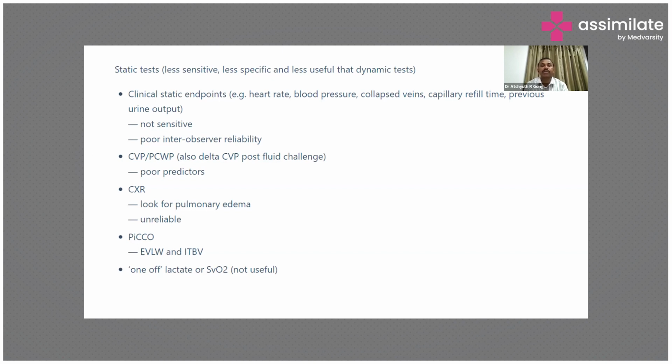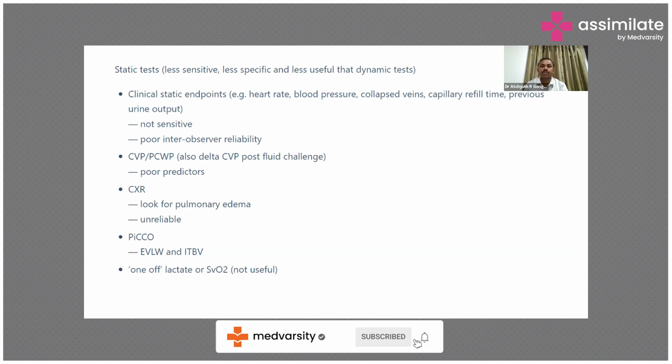And again, if you happen to have a central venous pressure line, CVP line, or pulmonary capillary wedge pressure line, the absolute number is not of much use. If at all you are using them, the classical teaching is that we have to look at the trends, not a single value, both with CVP and pulmonary capillary wedge pressure. Again, these are poor predictors in assessing the patient in shock.